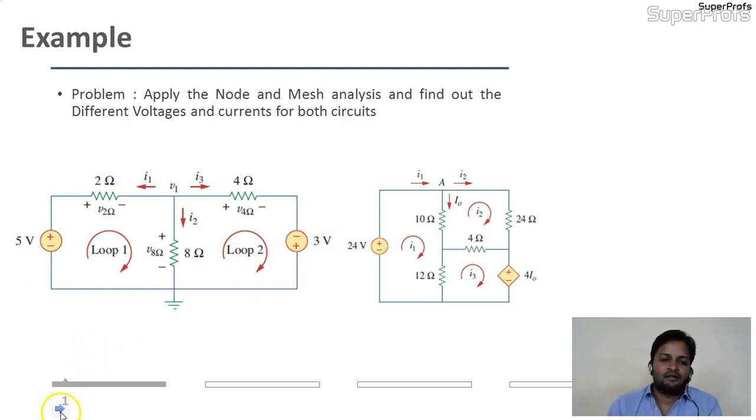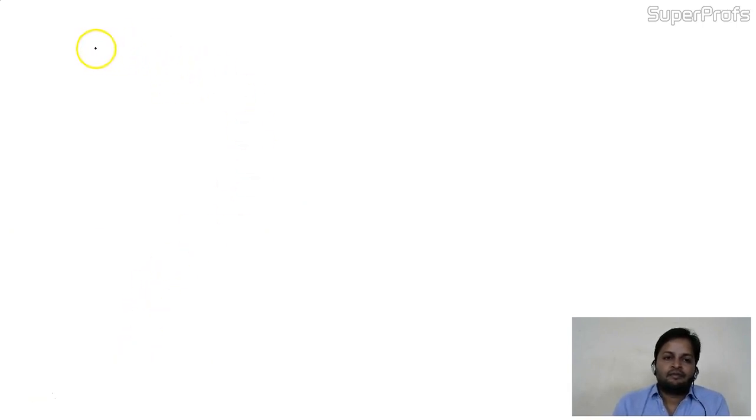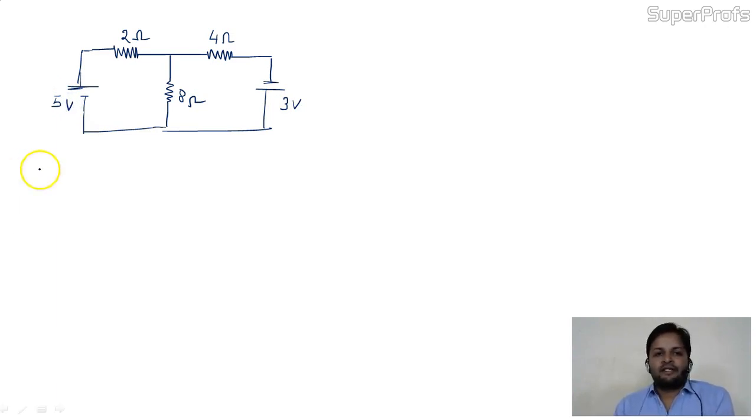The values are 2, 8, 4, 5 and -3. So on a fresh page I'm taking this. It's 2, it's 4, in ohms. This one is 5, this one is -3. Yes, it's in volts.